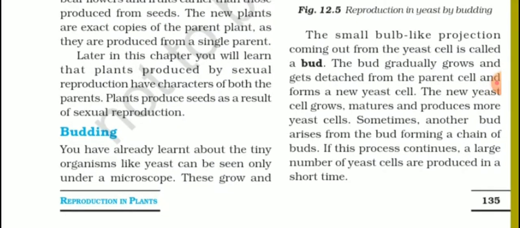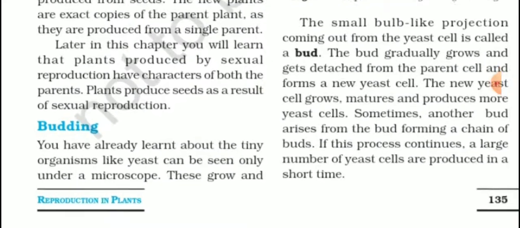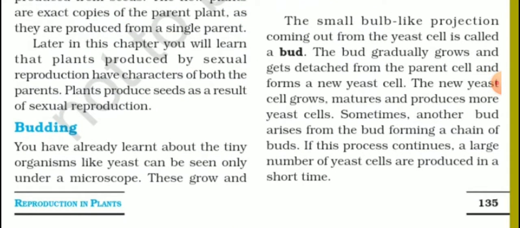That is a bud. What is a bud? The small bulb-like projections coming out from the yeast cell are called buds. The bud gradually grows and gets detached from the parent cell and forms a new yeast cell. The new yeast cell grows, matures and produces more yeast cells.